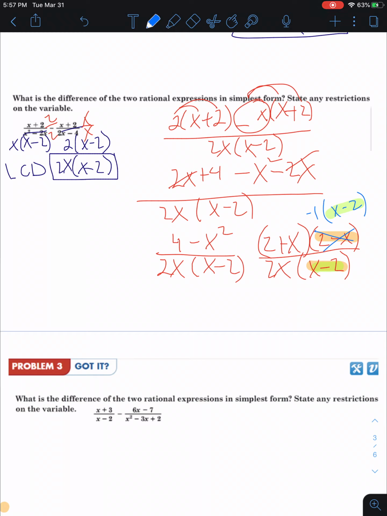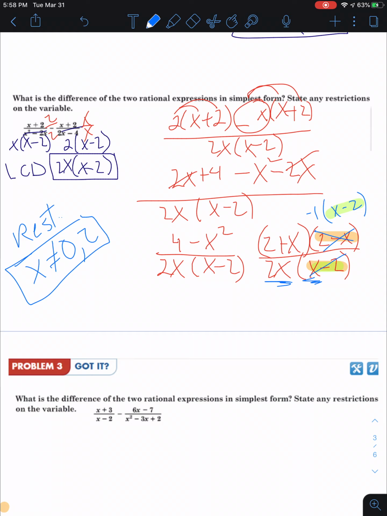All right? Now, the restrictions I didn't do yet, so let's quickly get the restrictions, and then we'll go ahead and start canceling. The restrictions, x cannot equal what? Well, right here, I get a 0, because 2 times 0 is 0, and 0 times x minus 2 would be 0. And from this one, it can't be a 2. So x cannot equal 0 or 2, because 2 minus 2 is 0, and 0 times anything would be 0. So those are my restrictions.